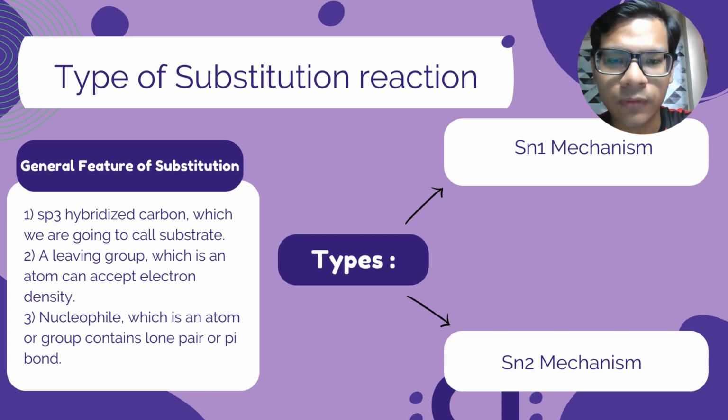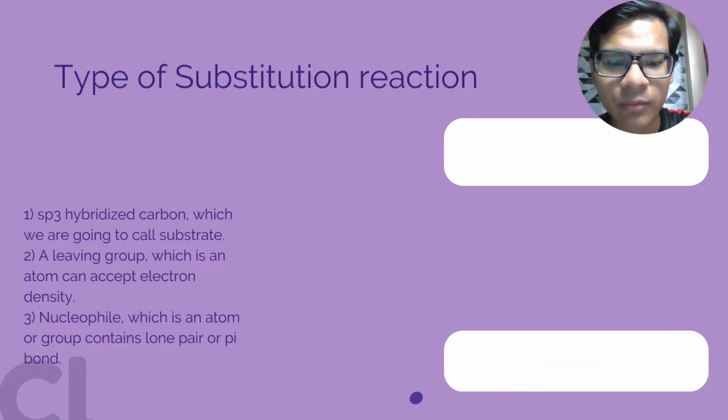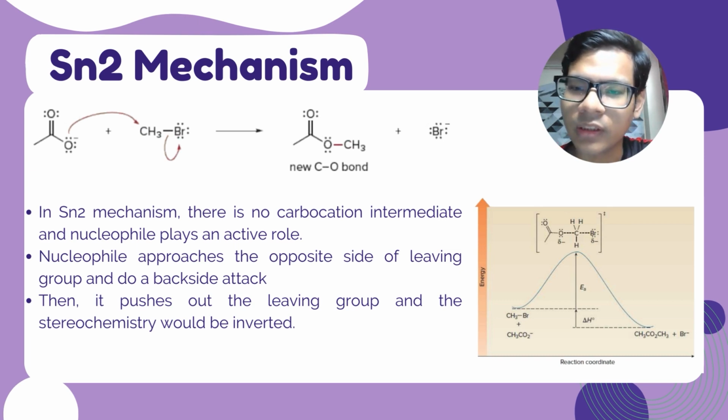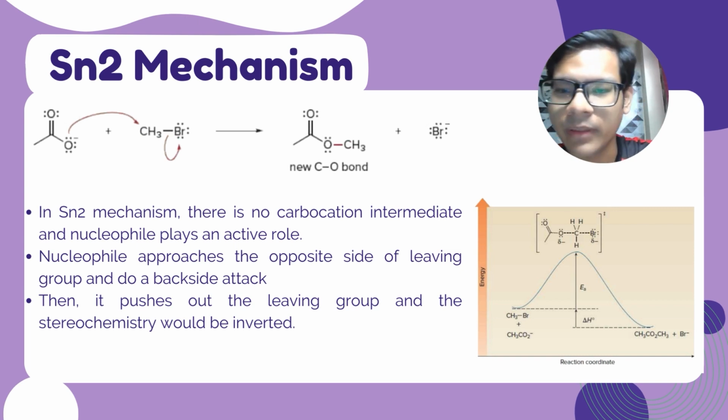There are two types of substitution that I'm going to talk about. The first one is SN1 mechanism and the second is SN2 mechanism. Okay, we're going to discuss SN2 mechanism first because it is much easier. The reaction only involves primary and secondary carbocation. This mechanism also has one step only. Okay, we can take a look at the example.